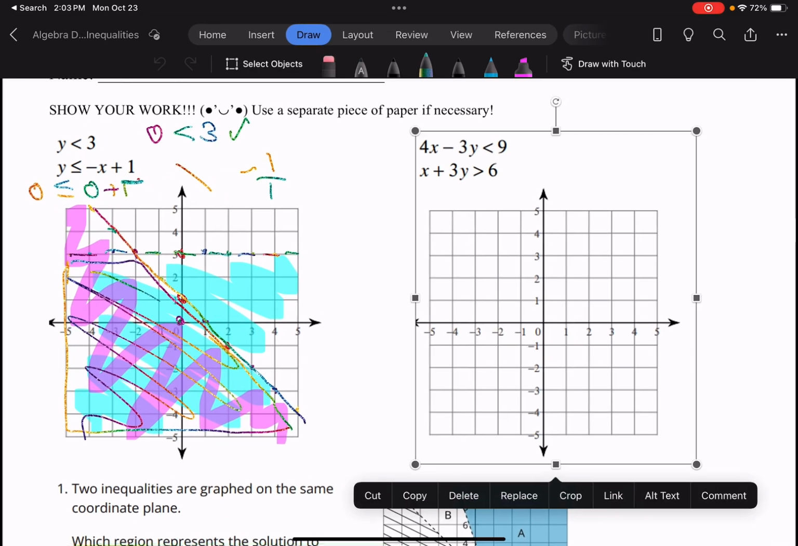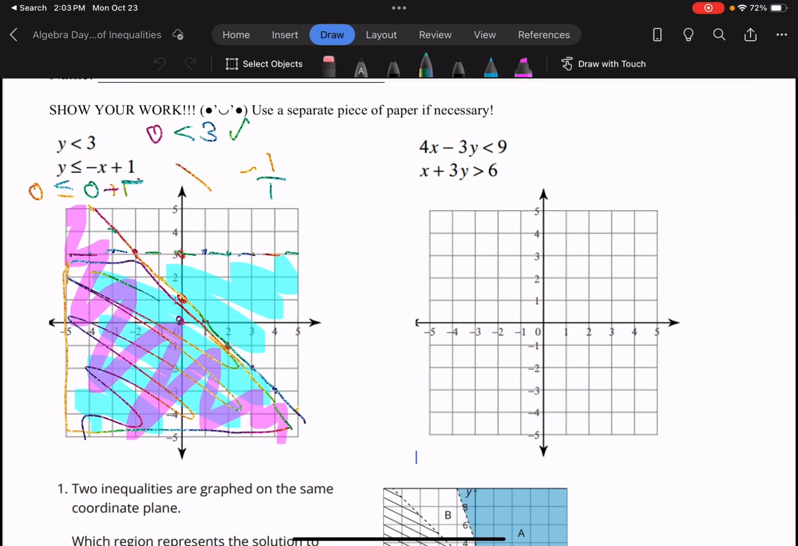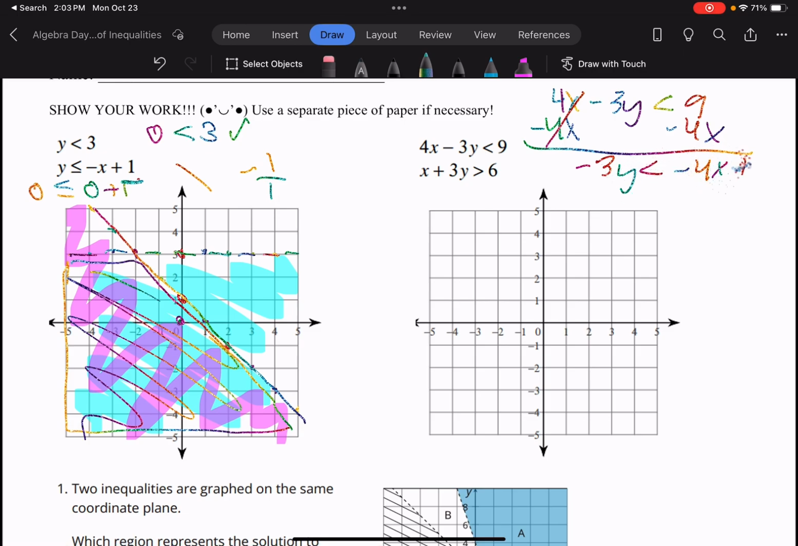Let's look at the next one. So the next one says 4x minus 3y is less than 9. So the first step I need to take is to put this into slope-intercept form. I noticed a lot of you all today trying to just do this in your head. Show your work because you need to pay attention to these negative signs. So you're getting negative 3y is less than negative 4x plus 9.